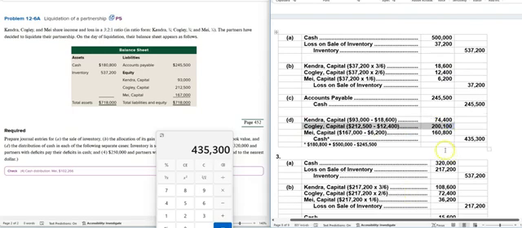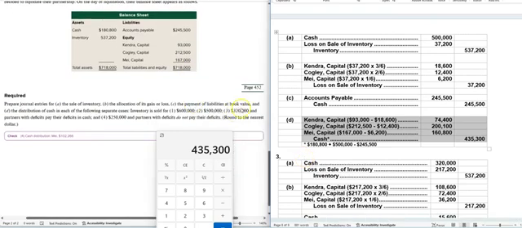Cogley will get $200,100 worth of the remaining cash. And Mai will get the 167 less the 6,200, or 160,800. After this is recorded, there are no assets, no liabilities, no capital accounts. The business is liquidated. It's done.